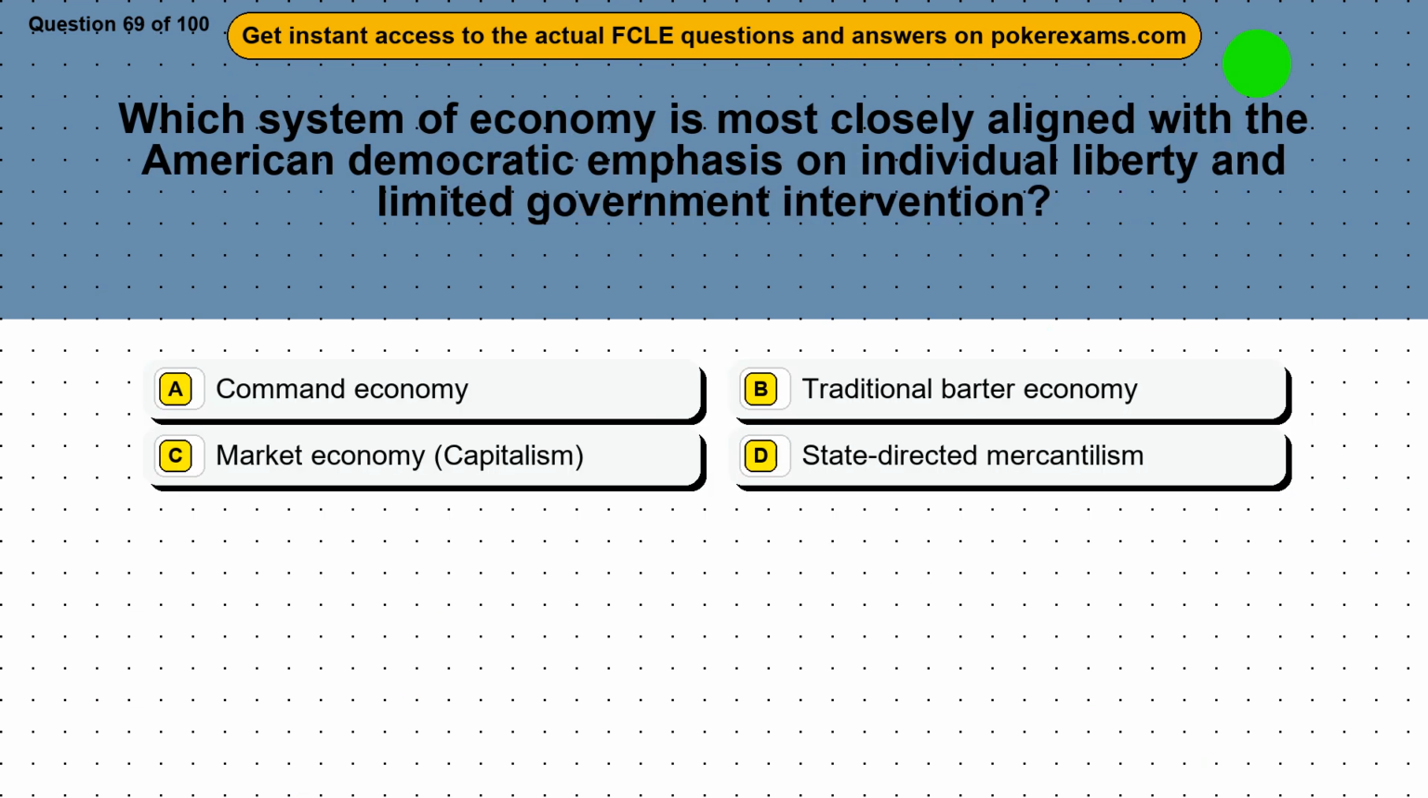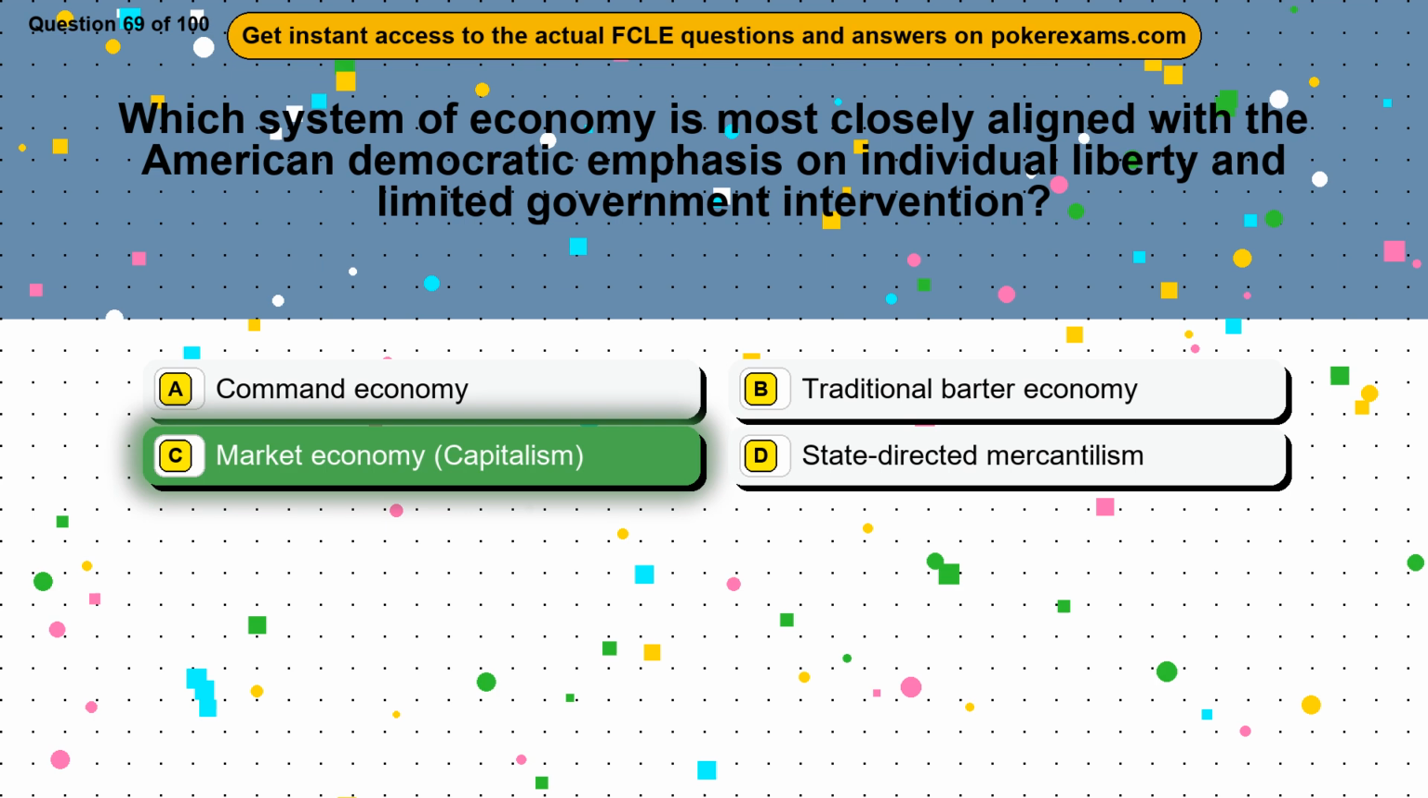Question 69. Which system of economy is most closely aligned with the American democratic emphasis on individual liberty and limited government intervention? Option A, command economy. Option B, traditional barter economy. Option C, market economy, capitalism. Option D, state-directed mercantilism. The correct answer is option C, market economy, capitalism.